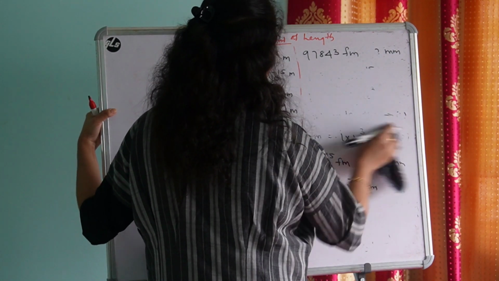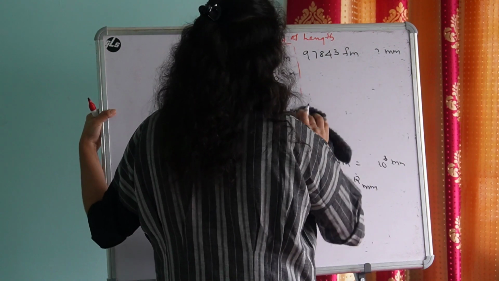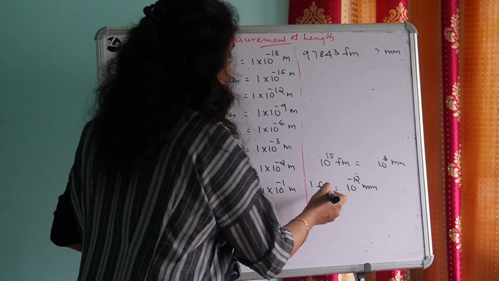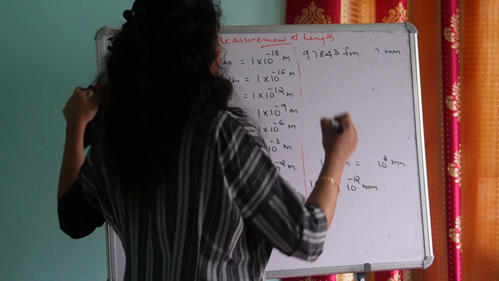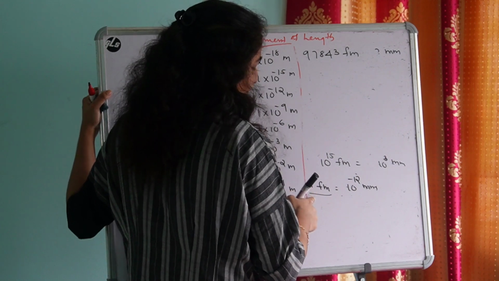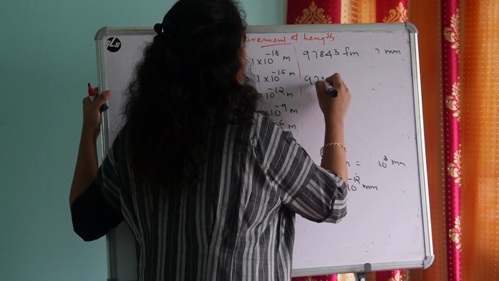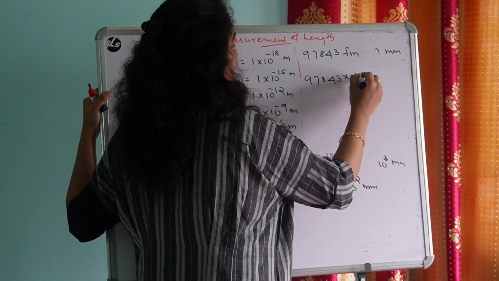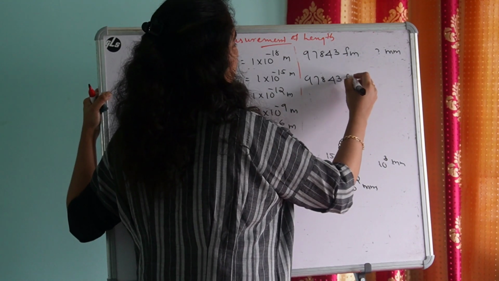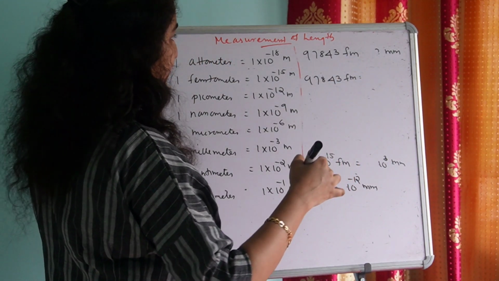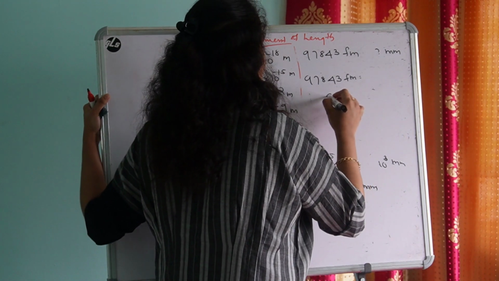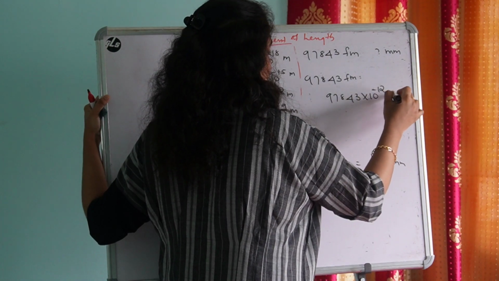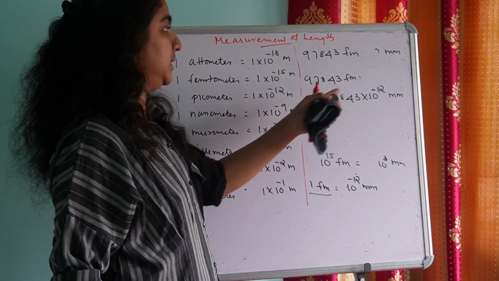Now to get the value 97843 femtometer from this 1 femtometer, we have to simply multiply 1 femtometer by this number 97843 femtometer into 1 meter. So it becomes 97843 femtometer. So I have to multiply by the same number on the other side also. So it becomes 97843 into 10 power minus 12 millimeter.